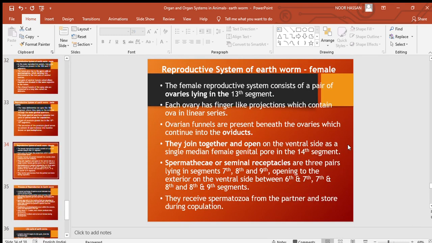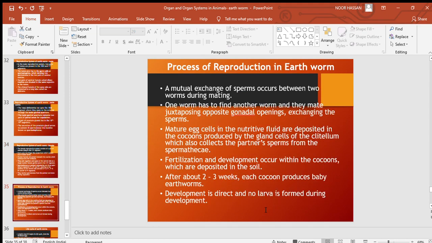The spermathecae receive the sperms, that is spermatozoa, from the partner, and these are stored in the chambers. It is a three-paired structure, and the sperms are stored during copulation. They are received, collected, and kept there in the spermatheca itself. So this is about the female and male reproductive system. We'll now discuss the process of reproduction in earthworm.